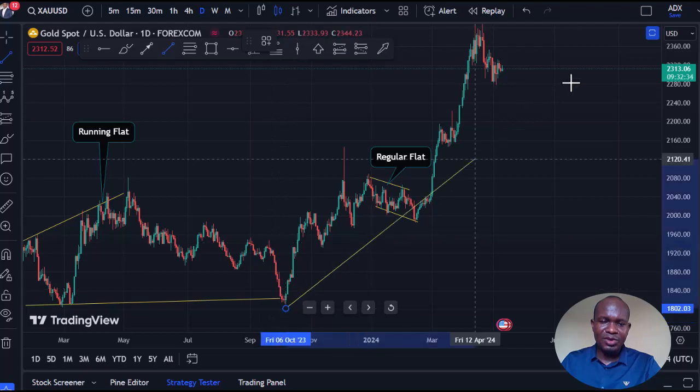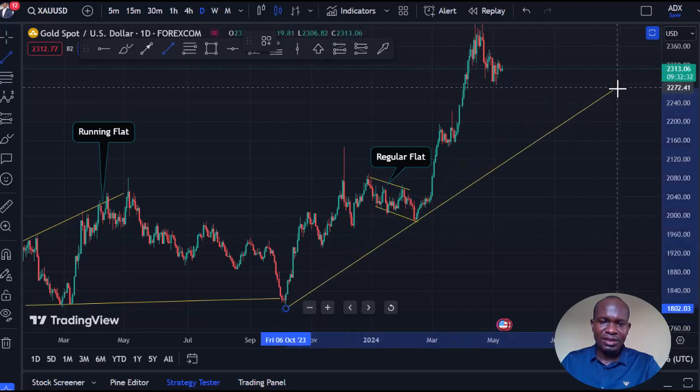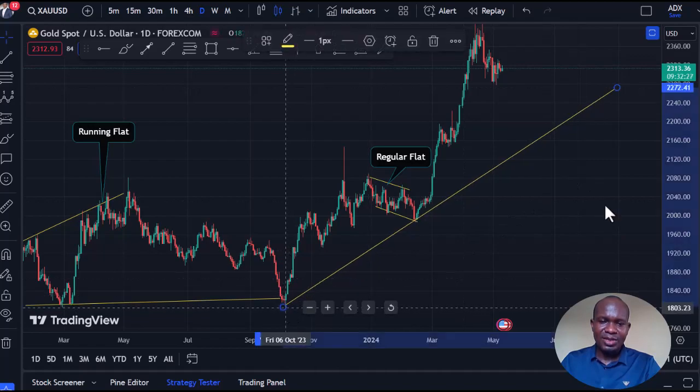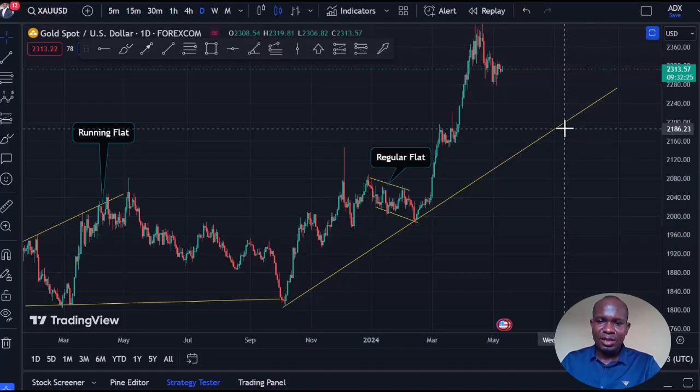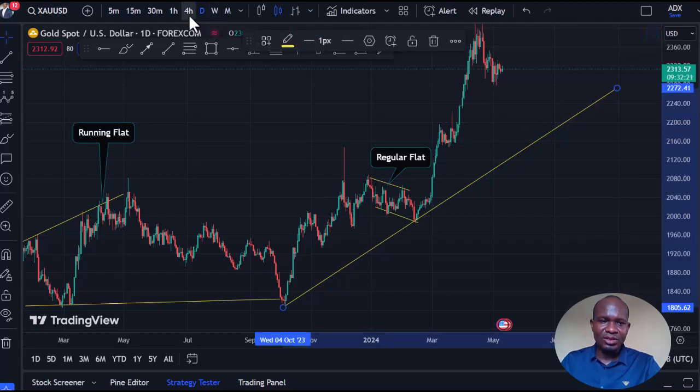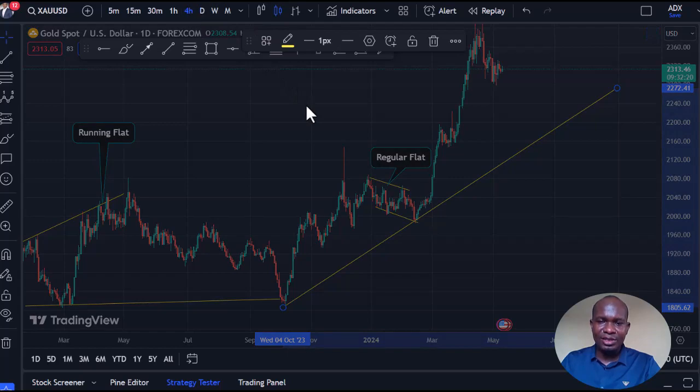Impulse, correction, impulse. You can mark this trend. Okay, so let this trend be here, so that it can show us where the market is going. We're expecting this to reflect on the lower time frame. So let's go to the 4 hours chart.